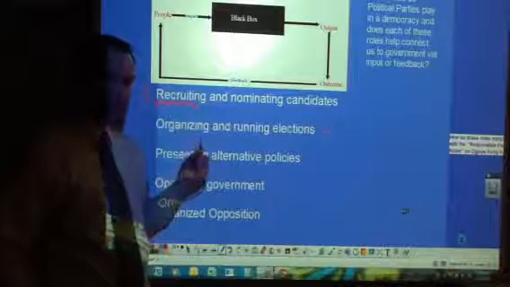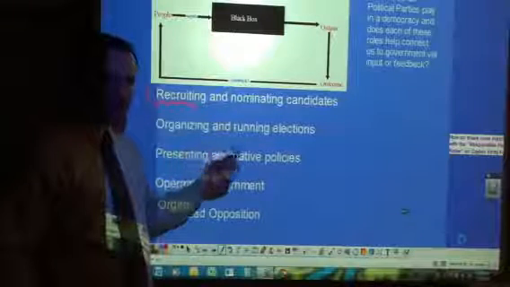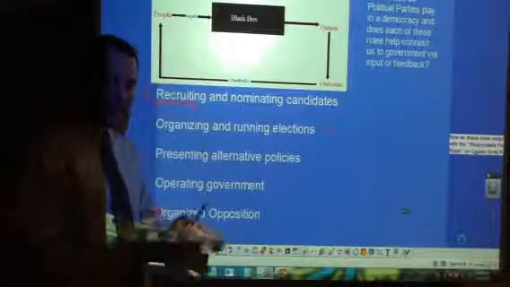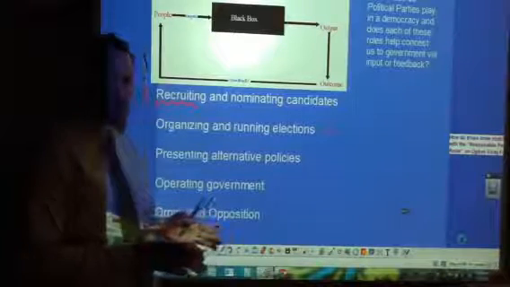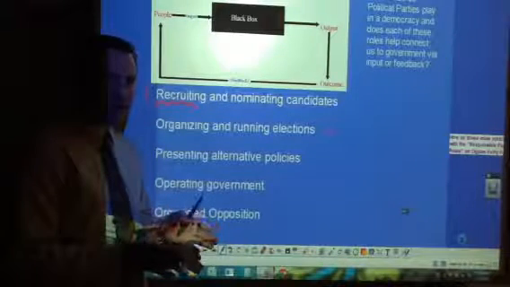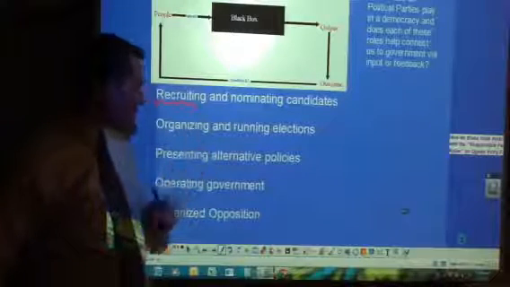So the primary calendar that we talked about, which state goes when, that's set up by the party. And the running of the election, the ballots that you actually get, they tend to be written by the Democratic and Republican parties so that they're considered fair. Both parties sign off on them. So they are responsible for organizing and running elections.